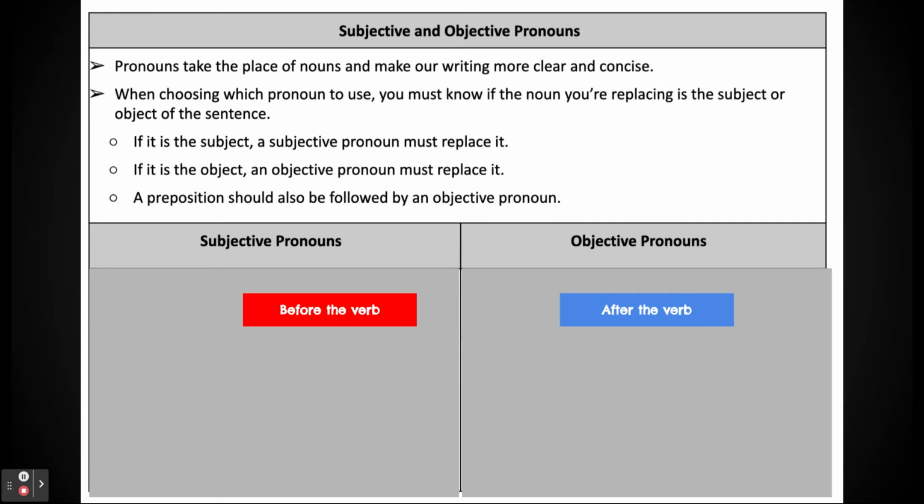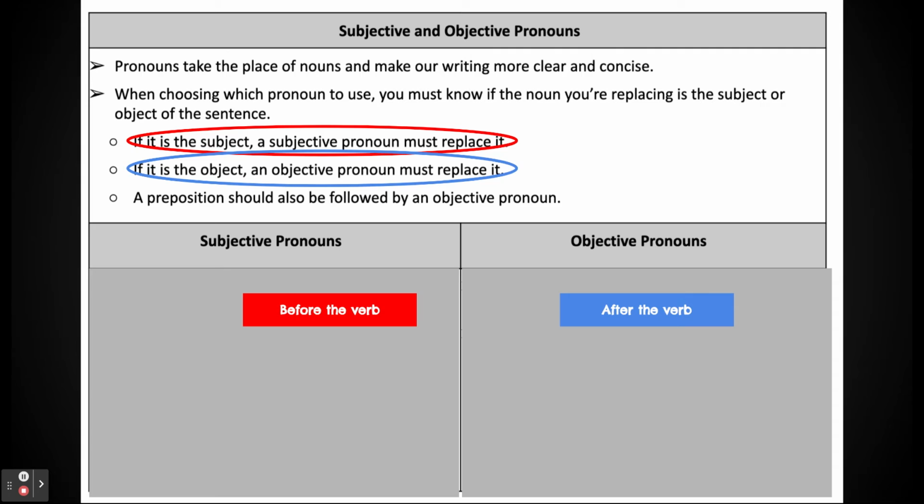All right, the next part of your notes says subject and object pronouns. Pronouns take the place of nouns and make our writing more clear. We know this already. Second bullet, when choosing which pronoun to use, you must know if the noun you're replacing is the subject or object in the sentence. If it's the subject of the sentence, a subject pronoun has to replace it. That makes sense, right? Subject pronoun, subject of the sentence. If it's the object in a sentence, if it comes after the verb, an object pronoun must replace it. It matches object of the sentence, object pronoun.